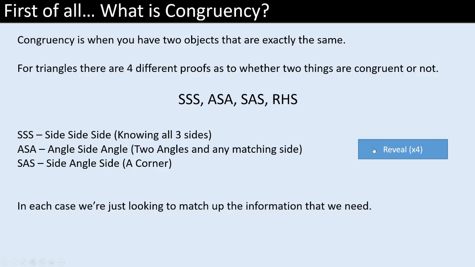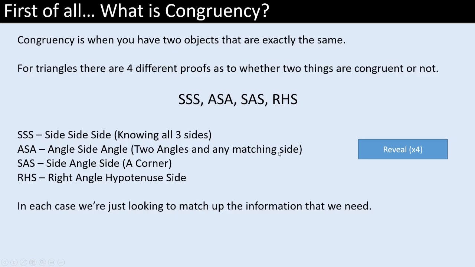The last one only works with right angle triangles, and that's because this one refers to a right angle, a hypotenuse, and any other side. The reason why this one shows congruency, if you imagine using Pythagoras, if you know your hypotenuse and any other side, you can work out what the other side would be. And this one essentially is just proof by Pythagoras. So, knowing what those letters are, knowing what they mean, and knowing their specifics can help you finish the question off.